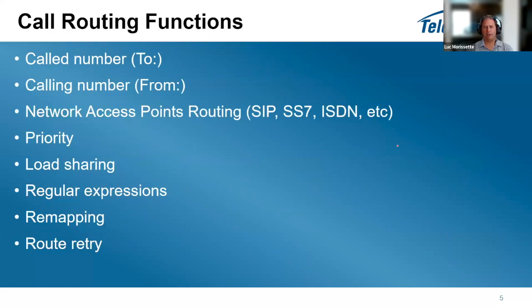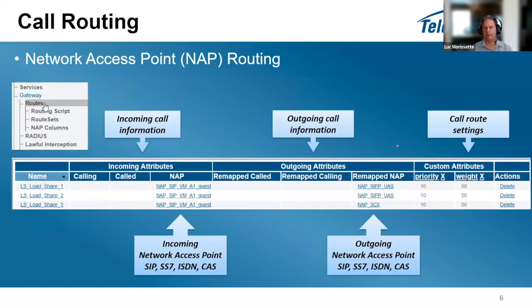The functions that are available for routing, let's say the basic functions, you have the called number, the calling number, the network access point. So that means where the call is coming from. Could be SIP, SS7, or other protocols there. We have priority routing, load sharing for calls, regular expressions. We can remap numbers and networks. And also we have a route retry function. So we're going to go through each one of them here.